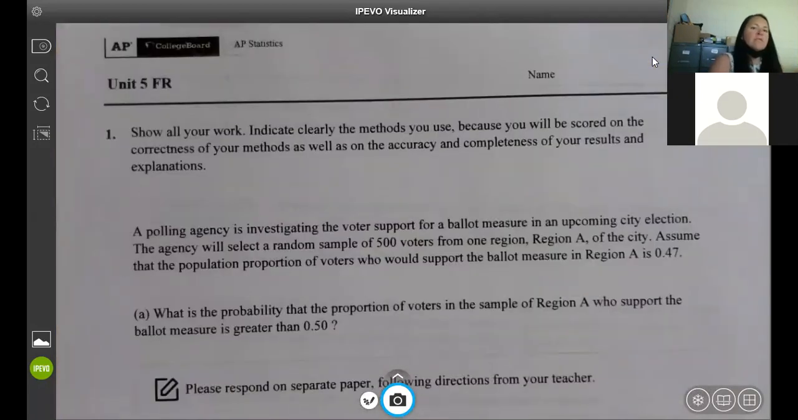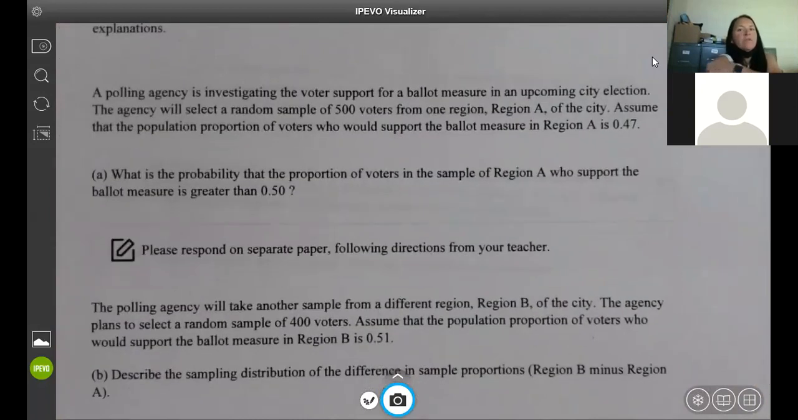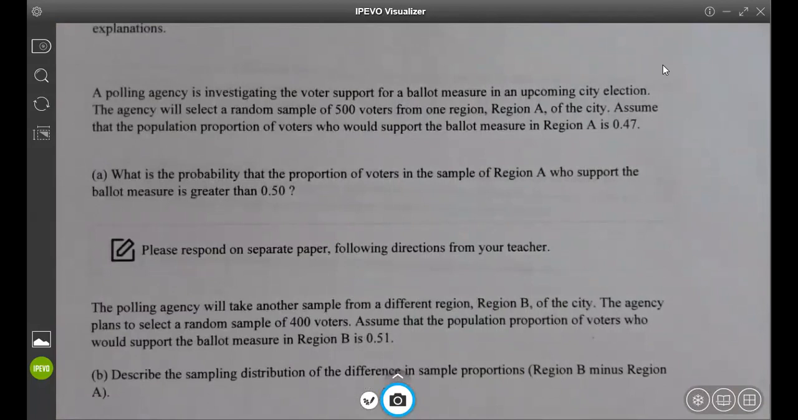All right, so the first one says a polling agency is investigating the voter support for a ballot measure in an upcoming city election. The agency will select a random sample of 500 voters from one region, Region A of the city. Assume that the population proportion of voters who would support the ballot measure in Region A is 0.47. What is the probability that the proportion of voters in the sample from Region A who support the ballot measure is greater than 0.50? So how do we do this?